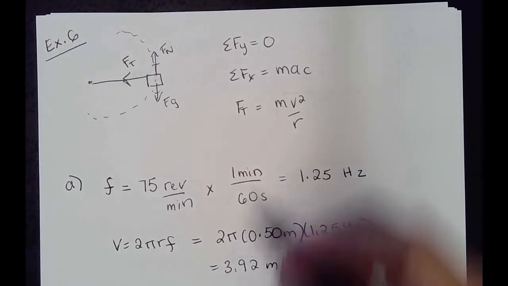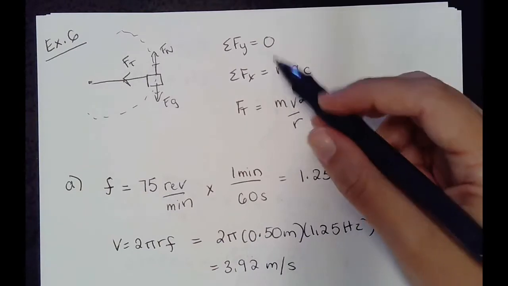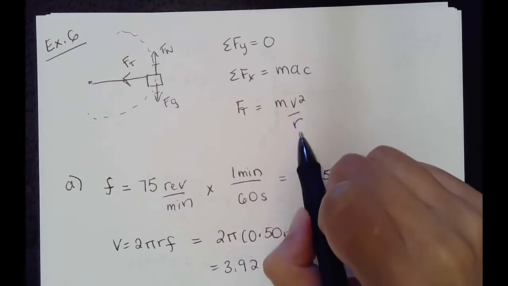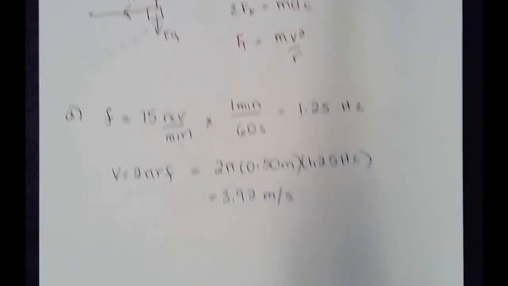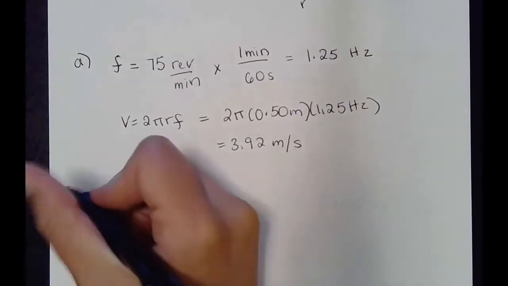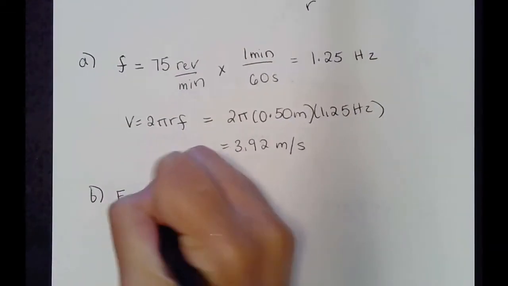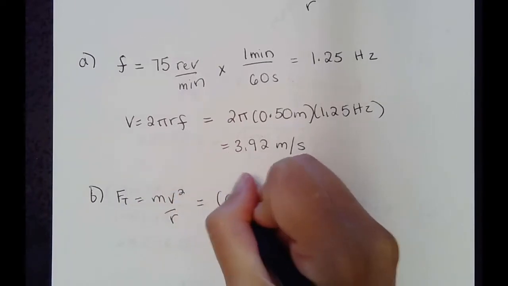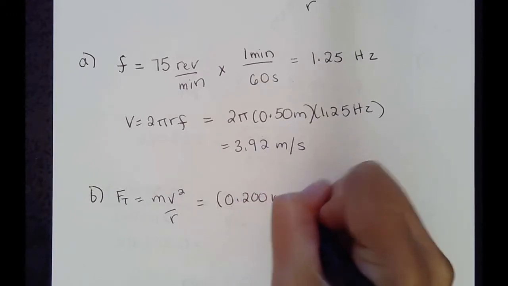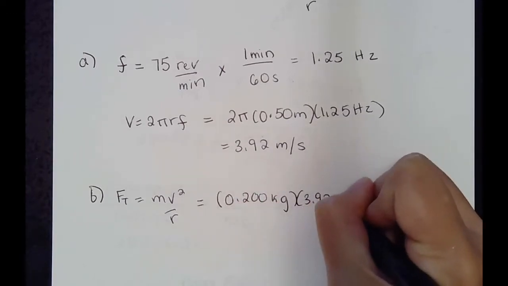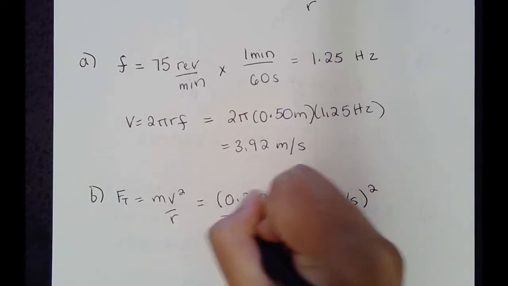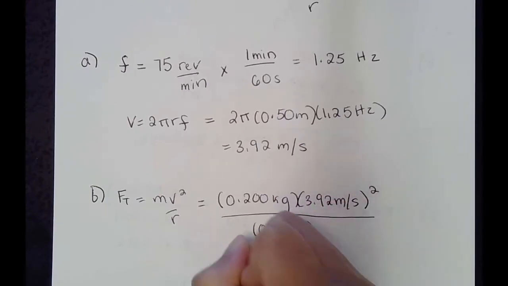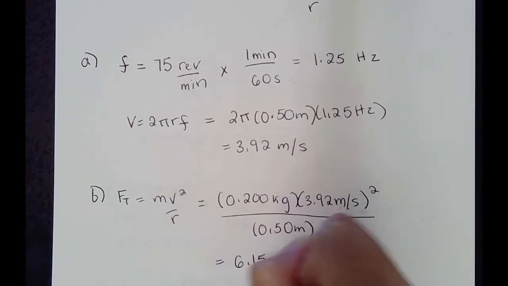Okay, now what is the tension in the string? So back to this, from our net force equations, we know that the tension is the net force for circular motion, so mv squared over r. And now we have all of those variables that we can plug in. So Ft equals mv squared over r, which is 0.2 kilograms times 3.92 meters per second squared over r, 0.50 meters, which gives a tension of 6.15 newtons.